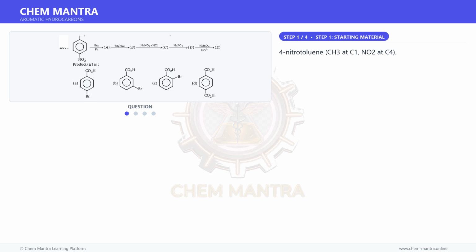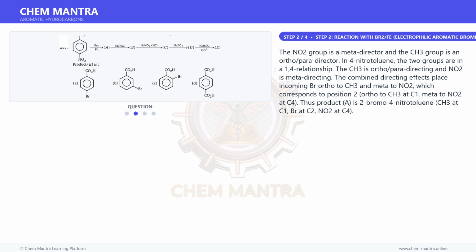4-nitrotoluene, CH3 at C1, NO2 at C4. The NO2 group is a meta-director and the CH3 group is an ortho-para-director. In 4-nitrotoluene, the two groups are in a 1,4 relationship. The CH3 is ortho-para-directing and NO2 is meta-directing.